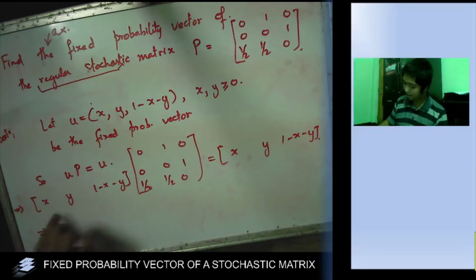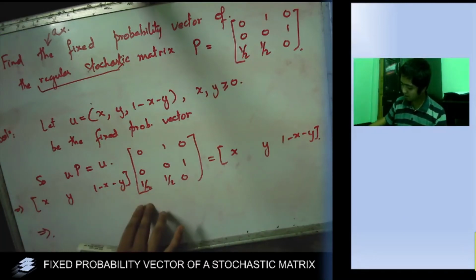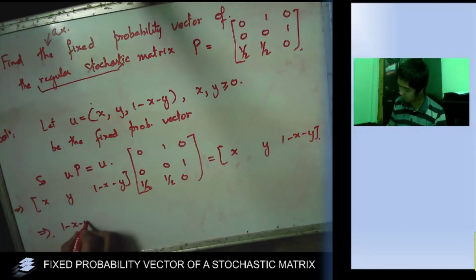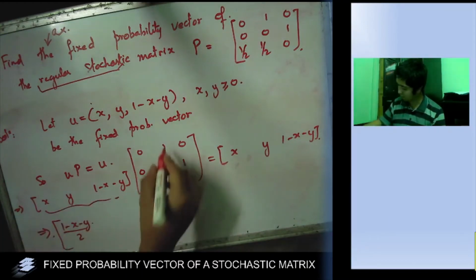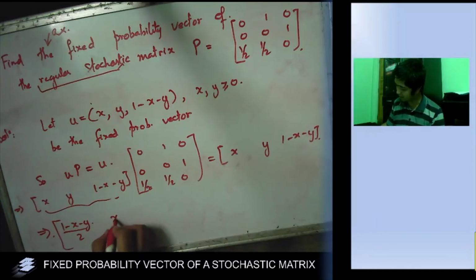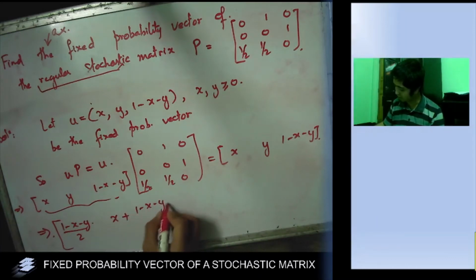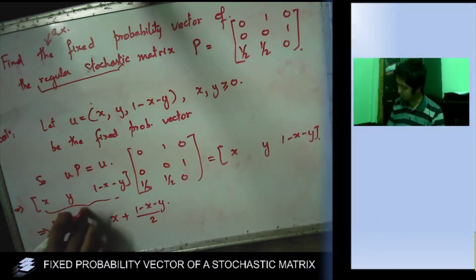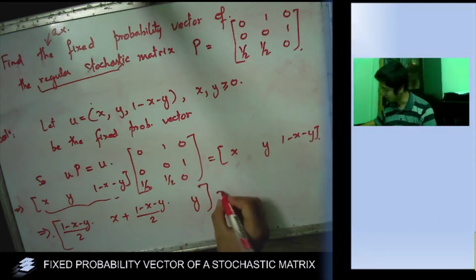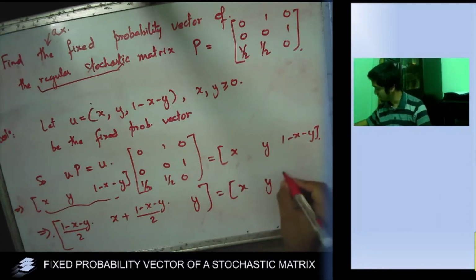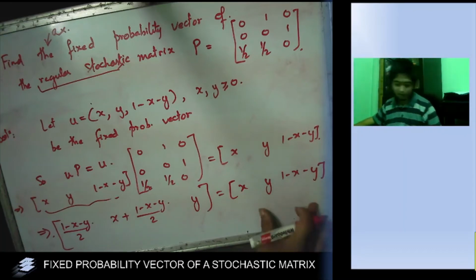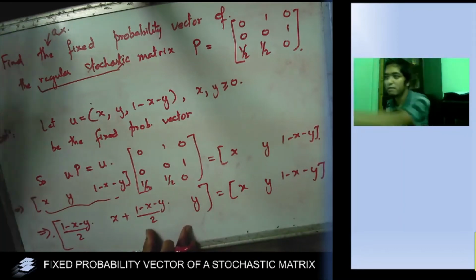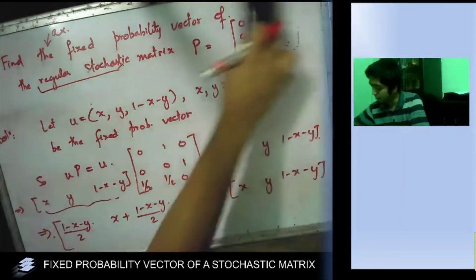Multiply this row with this column, you will be getting (1 minus x minus y)/2. Multiply this row with the second column, you will be getting x plus (1 minus x minus y)/2. Again, multiply this one with the third column, you will be getting y. 3 coordinates here, 3 coordinates over here. All we have to do is compare them.